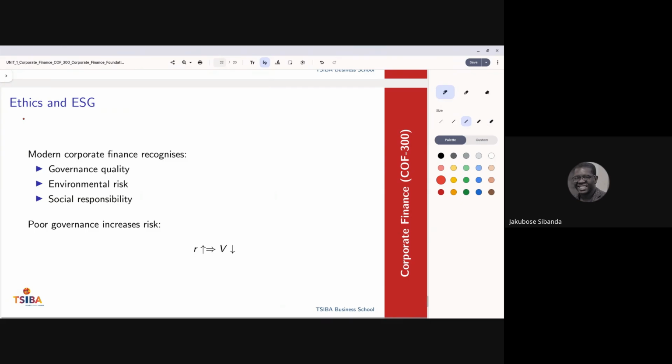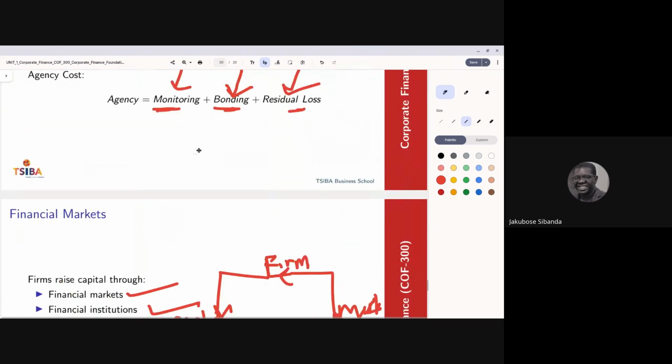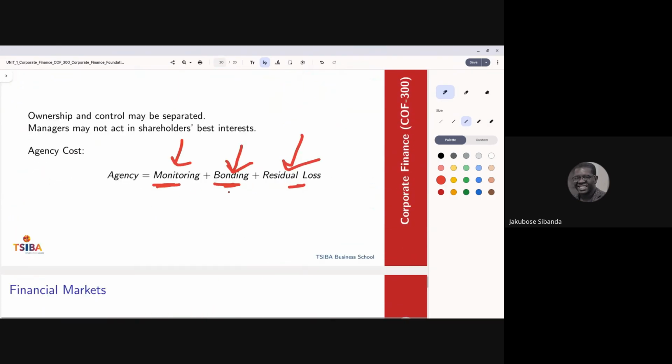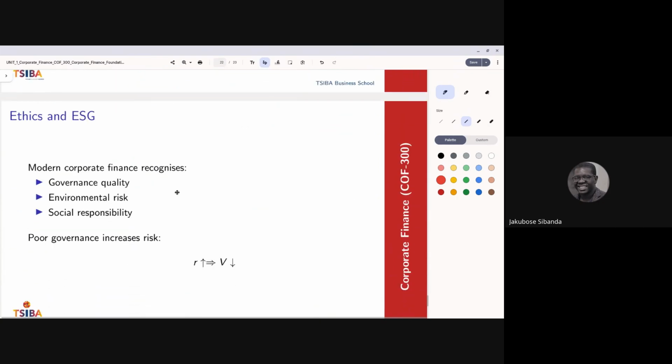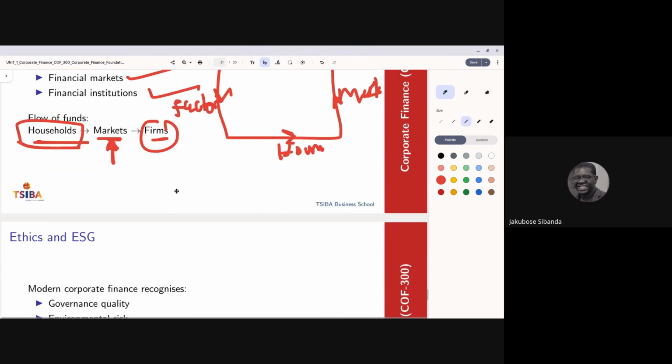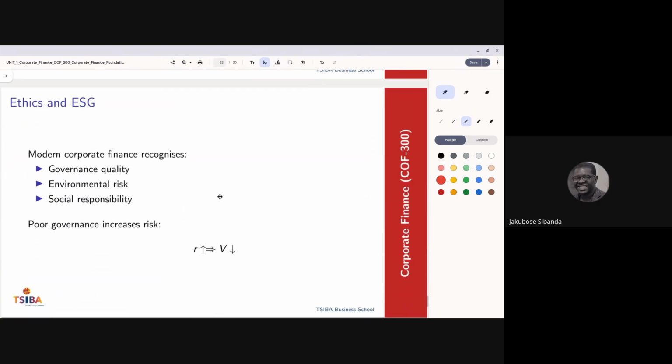So we've spoken about the agency problem and we spoke about the agency costs, and we said these agency costs come in different forms: monitoring costs and also bonding costs. And then the last one was the residual loss. So, for instance, if managers become very ethical, like they don't use company money for things that are not the company's business.